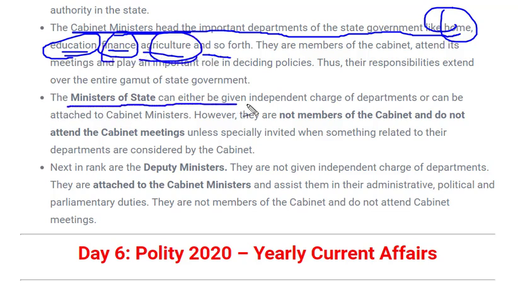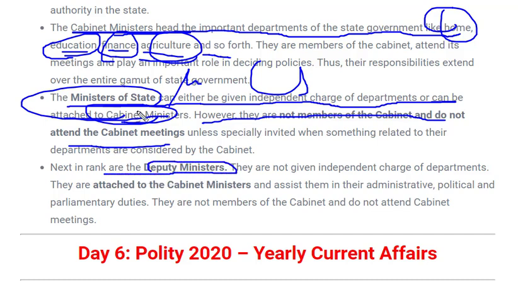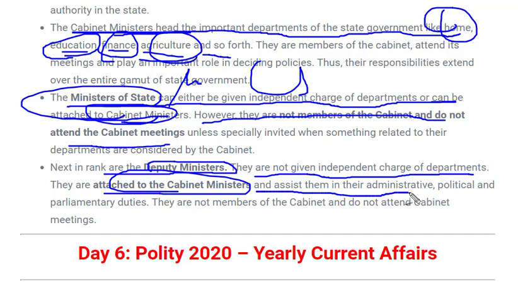Next, Minister of State can either be given independent charge of department or can be attached to cabinet minister. It's not necessary that whoever is a minister of state, they can be given independent charge by chief minister, or they are attached to the department of the cabinet minister. However, they are not members of cabinet and do not attend cabinet meetings. Next in the rank are deputy ministers. After this Council of Ministers, the next rank in hierarchy goes to the deputy minister. They are not given independent charge of the department. They are attached to cabinet ministers and assist them in administrative, political and parliamentary duties. They are not members of cabinet.